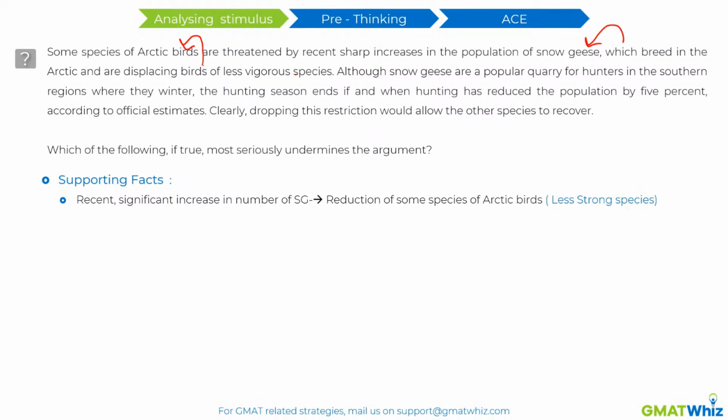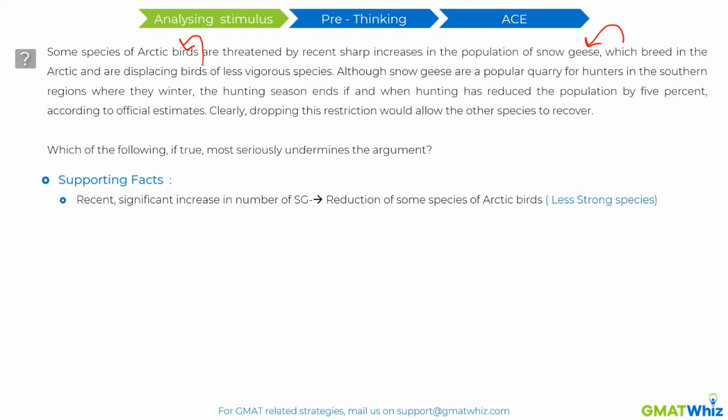Okay, that means hunting snow geese is a popular, let's say, vocation for hunters in the southern regions. All right. So although this is true, hunting season ends. So although hunters like to hunt the snow geese, the hunting season ends even when hunting has reduced the population by 5%. That means whatever be the total number of snow geese available at a given point of time, the hunters cannot hunt more than 5%. So let's say if there are 100 snow geese available, the hunters can only hunt 5 snow geese. All right. So the moment the population is reduced by 5%, the hunting will stop. All right. Great.